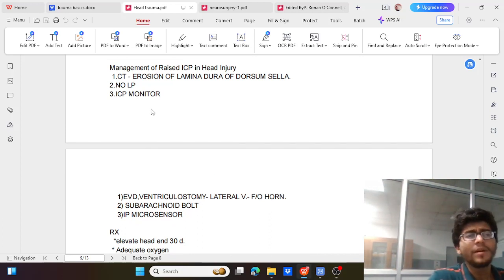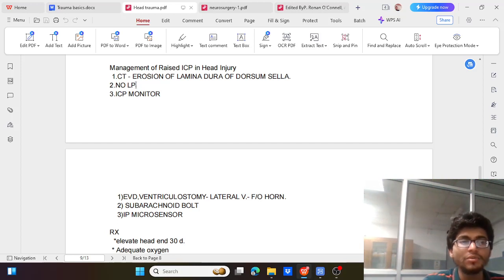So to confirm, to diagnose, we'll have the history, the signs and symptoms. Apart from that, CT will be showing erosion of the lamina dura of the dorsum sellae. The dorsum sellae is the part of the skull just posteriorly near the pituitary fossa. So erosion of the lamina dura of the dorsum sellae. The dorsum sellae is the place where the pituitary rests.